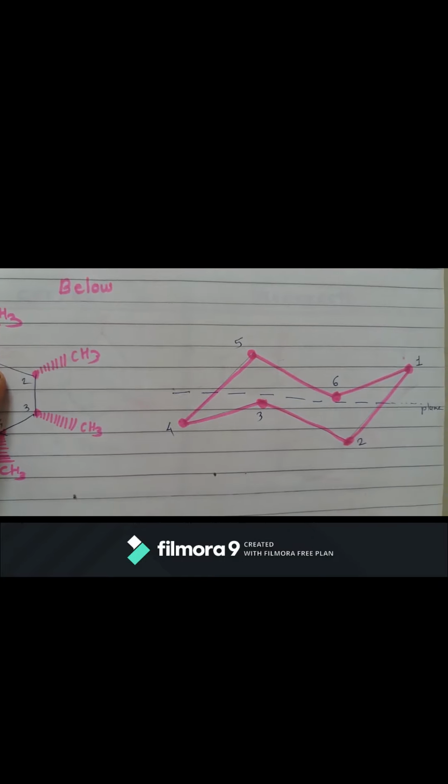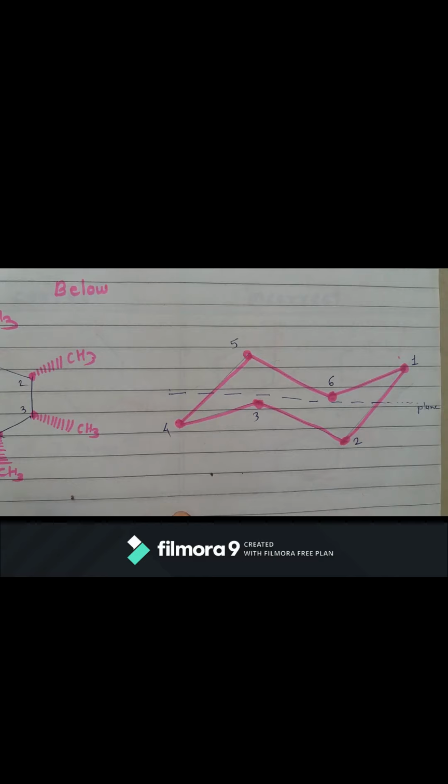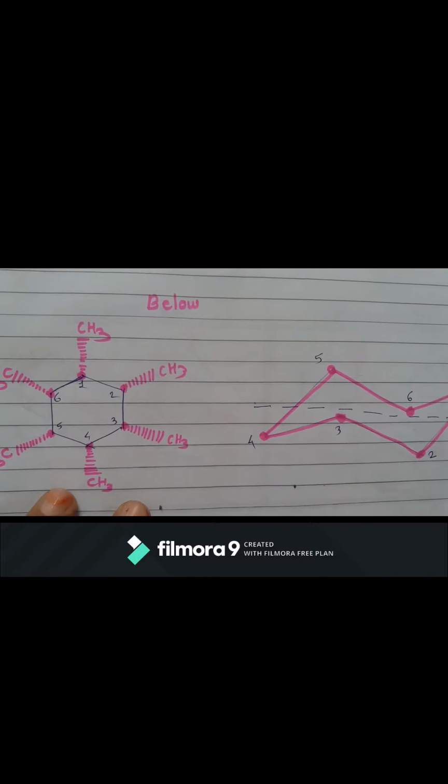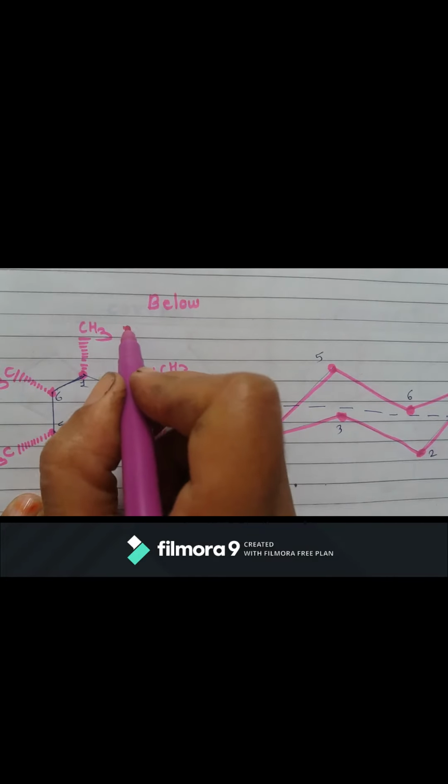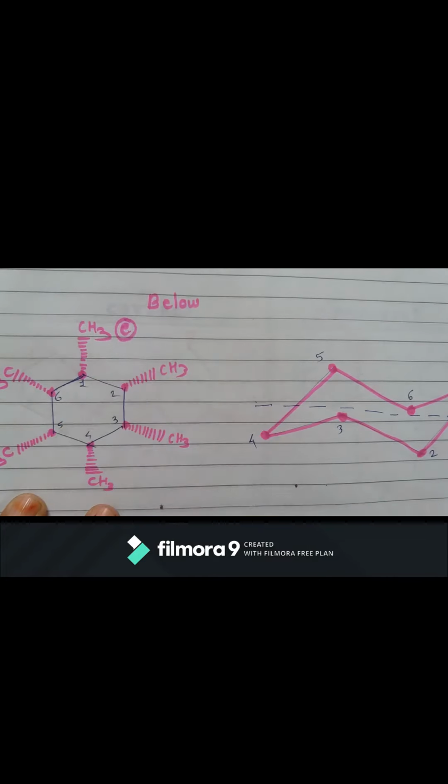Okay, so first one, as that one is below the plane of the paper, consider that one, it won't be pointing above the plane. We have to draw below the plane, so it must be the equatorial. So first one becomes equatorial. So write down here also, this is equatorial.